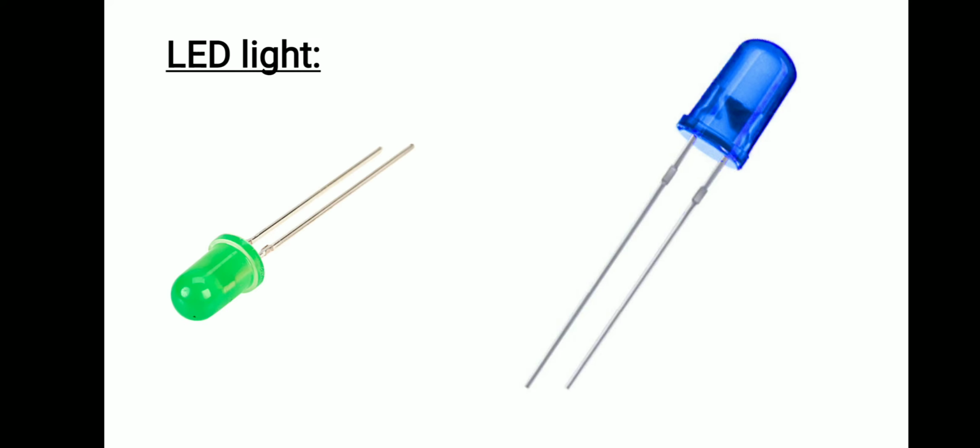LED light. This LED light has 2 points. The longer point is called the positive side of the LED and the shorter one is called the negative side of the LED.